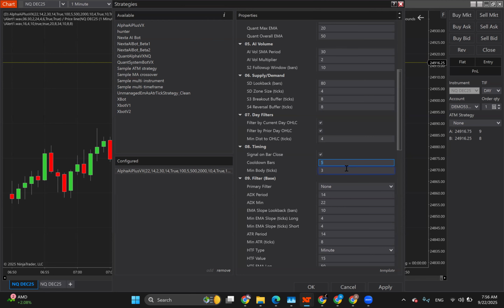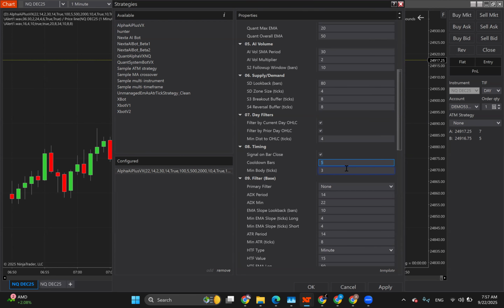Also, another filter is called minimum body ticks. If we have a very small size bar, should we take a trade or not? You can see it here. So minimum body ticks means 3 ticks. If we have a bar that is 3 ticks or less, which is a very tiny, small bar, there is no signal. Even if it has a signal, it will not print, not valid. You can add it, change it, whatever you want.